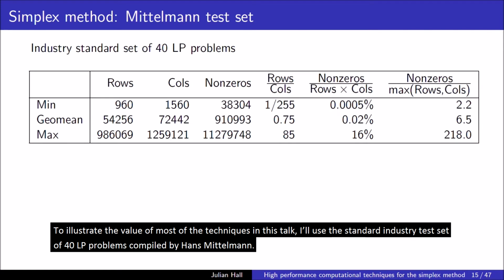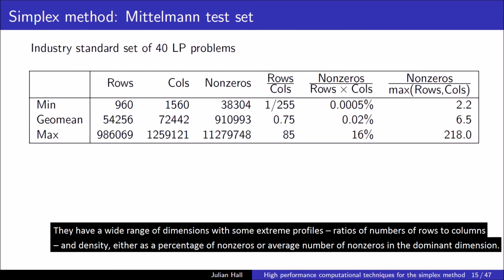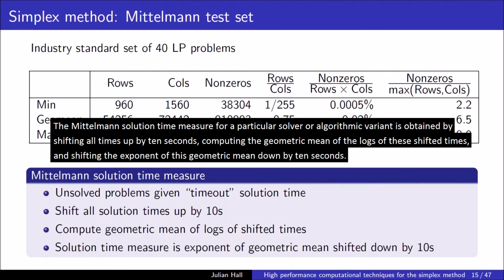To illustrate the value of most of the techniques in this talk, I'll use the standard industry test set of 40 LP problems compiled by Hans Mittelmann. They have a wide range of dimensions with some extreme profiles, ratios of numbers of rows to columns, and density, either as a percentage of non-zeros or average number of non-zeros in the dominant dimension. The Mittelmann solution time measure for a particular solver or algorithmic variant is obtained by shifting all times up by 10 seconds, computing the geometric mean of these shifted times, and shifting this geometric mean down by 10 seconds.